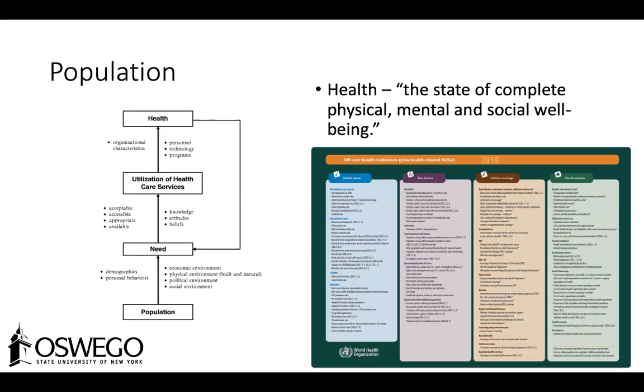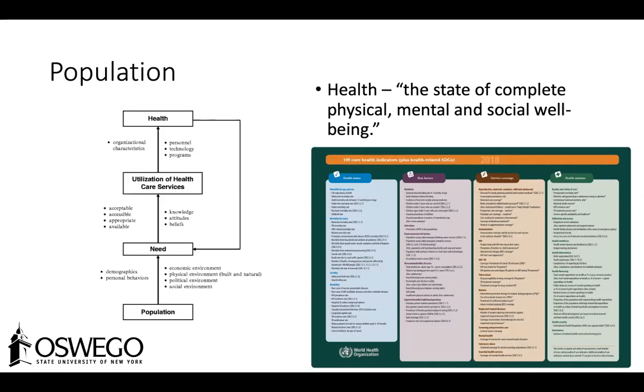Our ultimate goal in the EPI framework is population health. The most widely used definition of health is the World Health Organization's definition that states that health is the state of complete physical, mental, and social well-being. There are countless global health indicators to measure the health of a population. Here, I'm showing the World Health Organization's 100 core health indicators. These are constantly updated and something that you should familiarize yourself with.